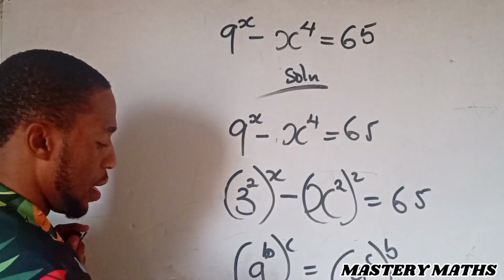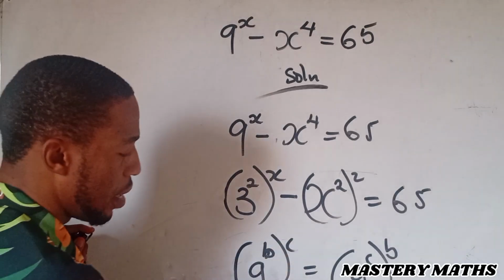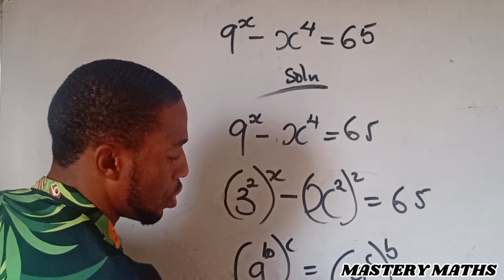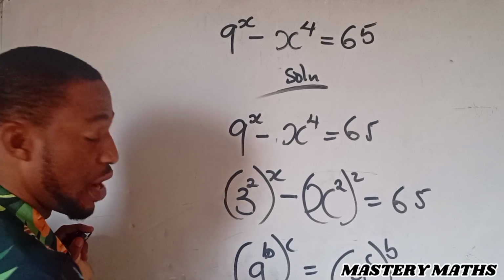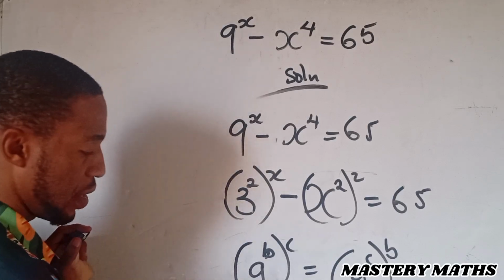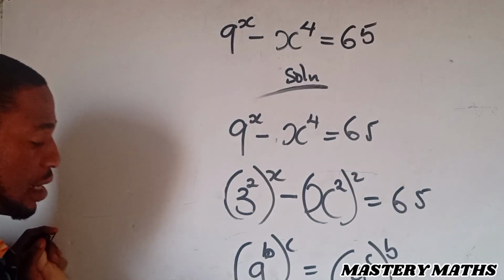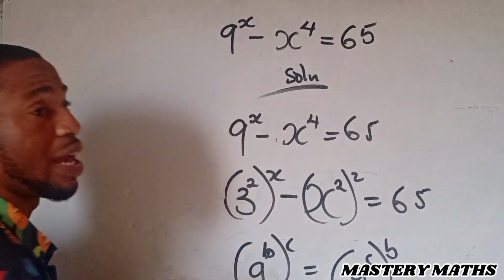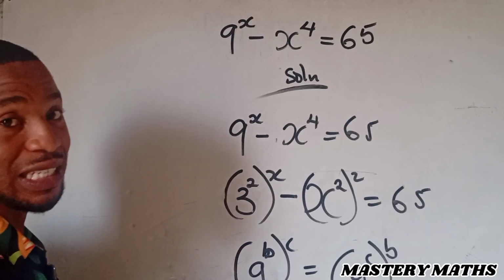Now to do it here, it will be 3 raised to the power of x. Now the 2 goes outside. You see it down? Minus, you have your 2 raised to the power of x, all squared, equal to 65. You see, a difference of two squares. Let me see it down. Difference of two squares. Now you have something like this. Now the difference of two squares needs to be expanded.